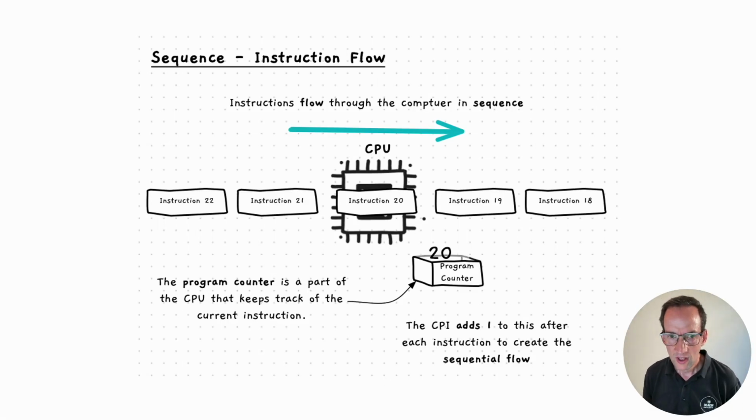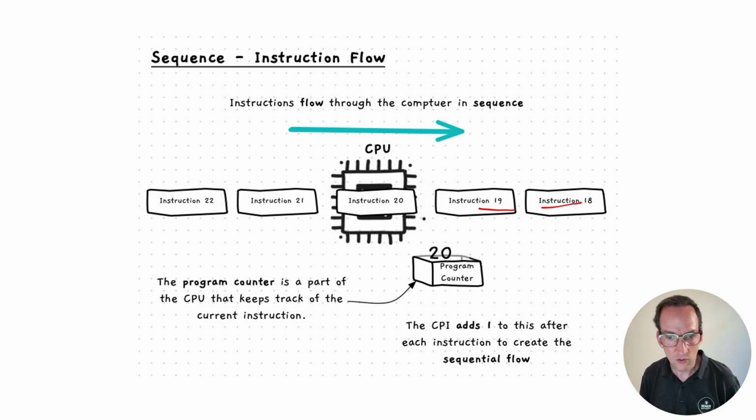So we can imagine that we've got a number of instructions here. So instruction 18, 19, 20, 21, and 22. And the computer has run instruction 18, instruction 19. It's up to instruction 20. It's running that at the moment. And instruction 21 will be the next one. They will flow through the computer, each instruction getting the computer to perform something.